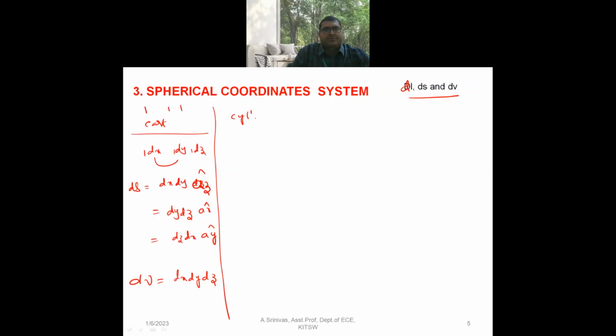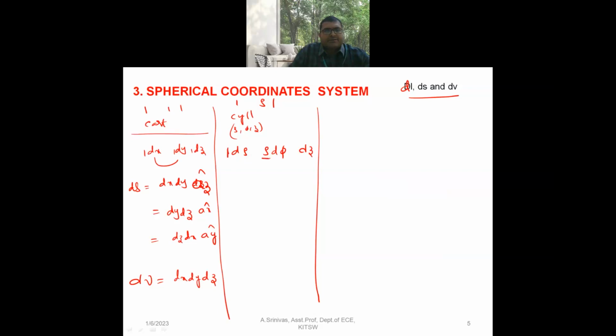In cylindrical coordinate system, you remember 1, rho, 1. The coordinates are rho, phi, z. Here, the differential elements are d rho, rho d phi, and dz.